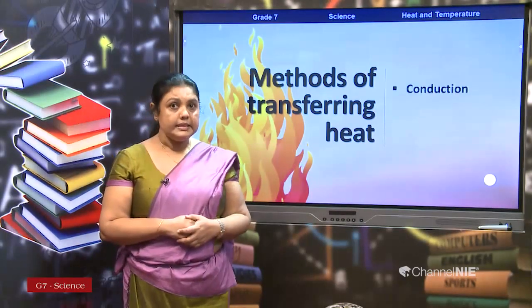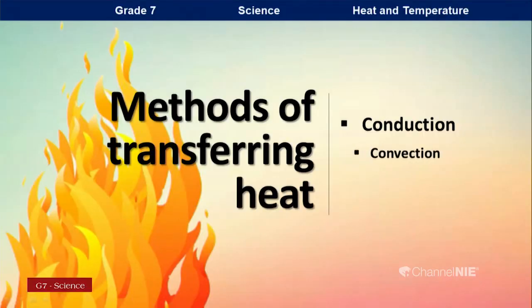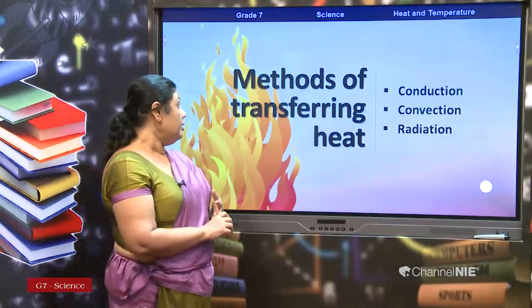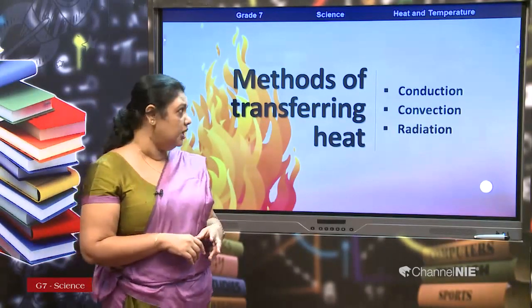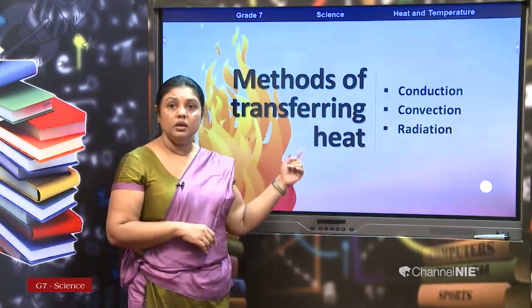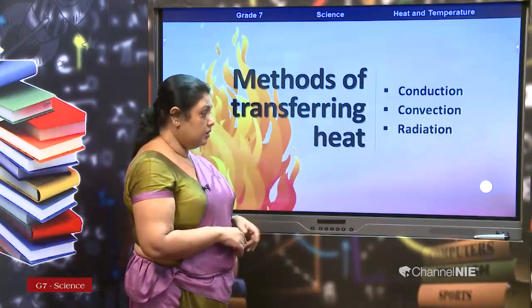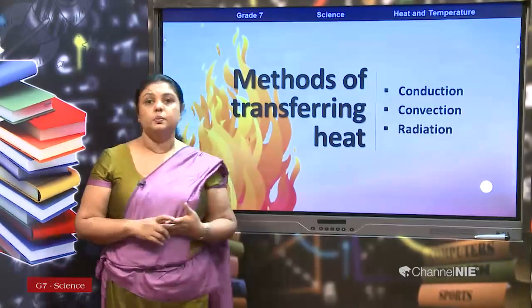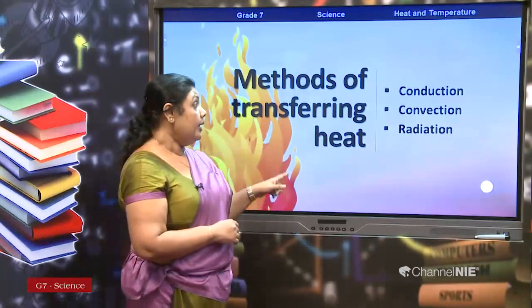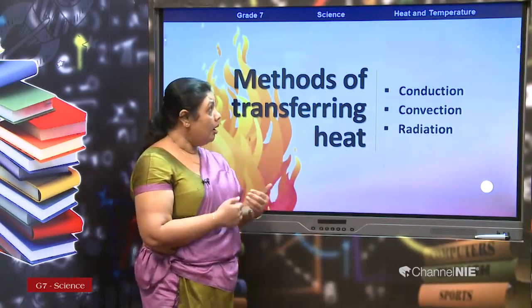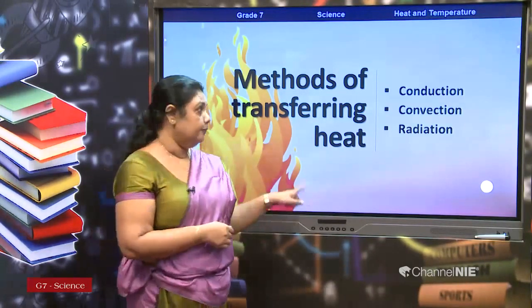One is conduction. Secondly, convection. Third, radiation. Conduction, convection and radiation. So, remember children, there are three basic methods of transferring energy: conduction, convection and radiation. We will discuss what these methods are. Some of you must be familiar with these words. Anyway, we will learn in detail what these methods of transferring heat are.